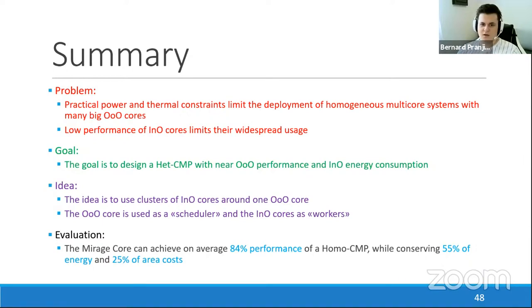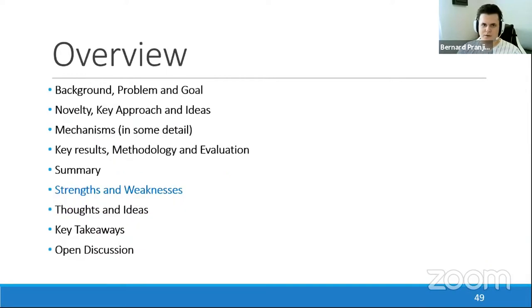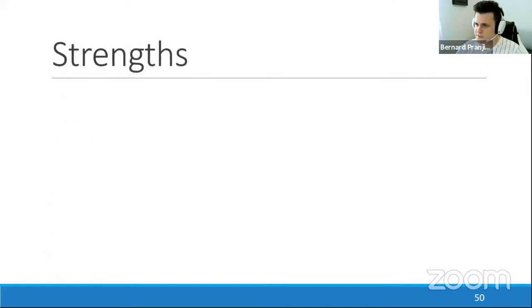And the idea: using clusters of in-order cores around a single out-of-order core, where the out-of-order core is used as a scheduler and the in-order cores as workers. And the Mirage cores can achieve on average 84% performance of a homogeneous chip, while conserving 55% of its energy and 25% area costs. Now let's look at some strengths and weaknesses of the paper. So let's first look at the strengths.